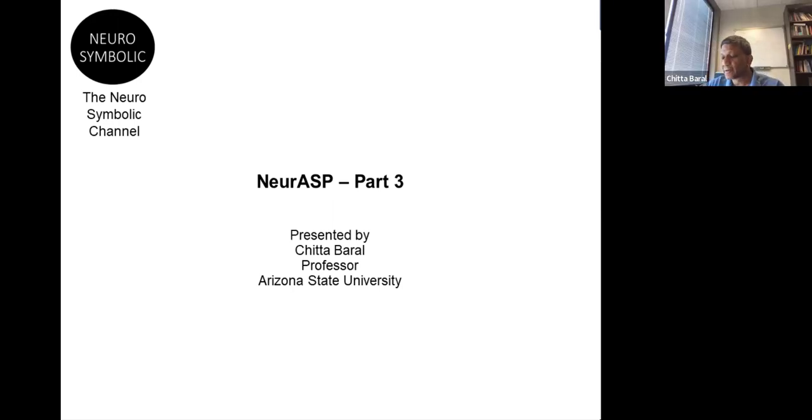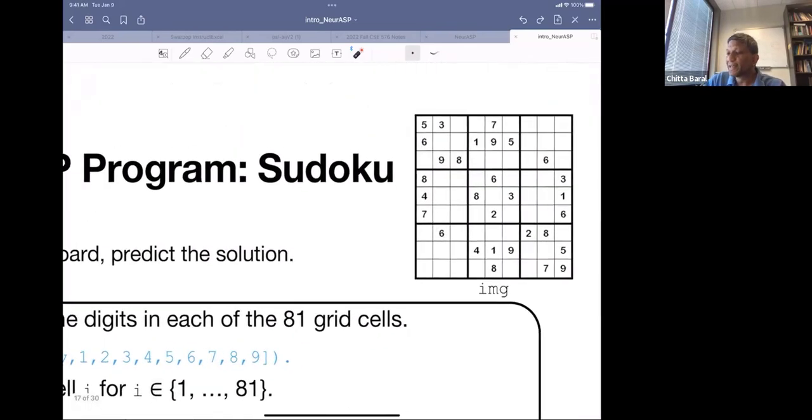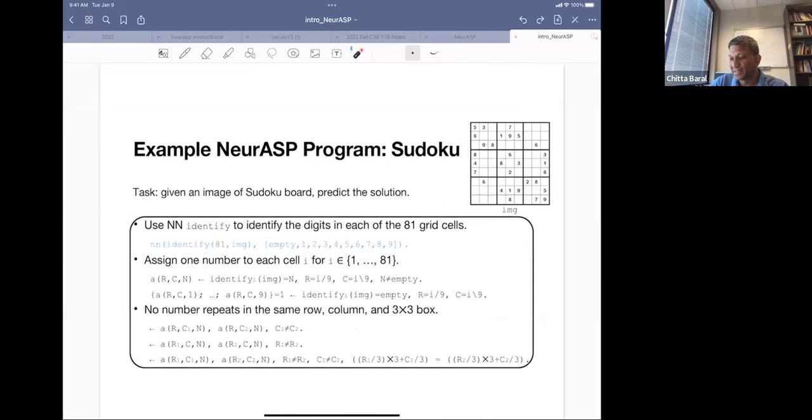So this is an interesting example of Sudoku. We all solve Sudokus. Now imagine this input is given. These are not typed digits, but handwritten digits. You're given a Sudoku table where these are handwritten digits, so you have to recognize them correctly and then solve it.